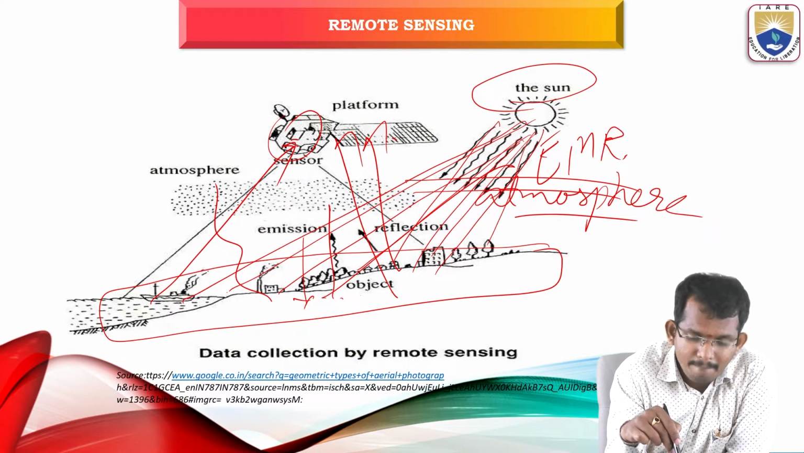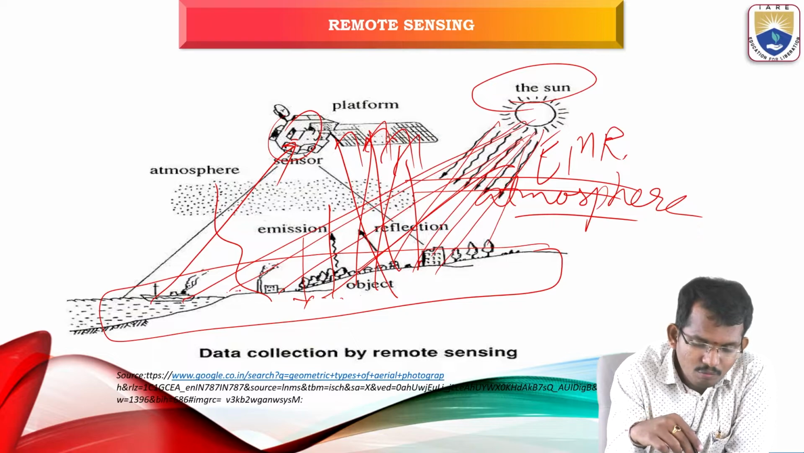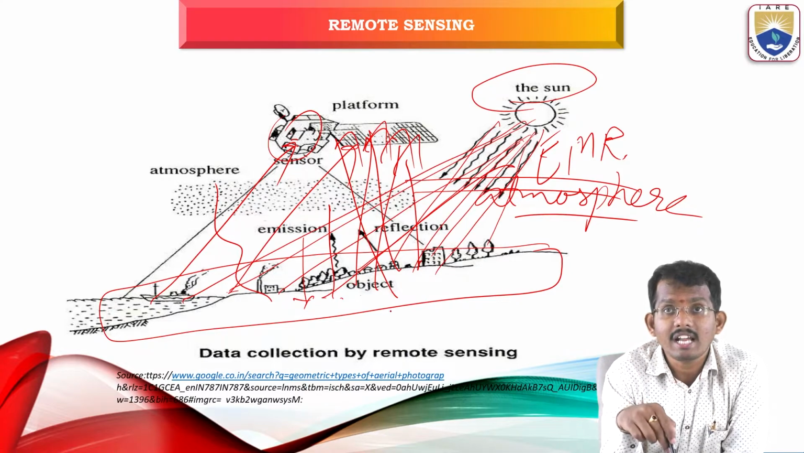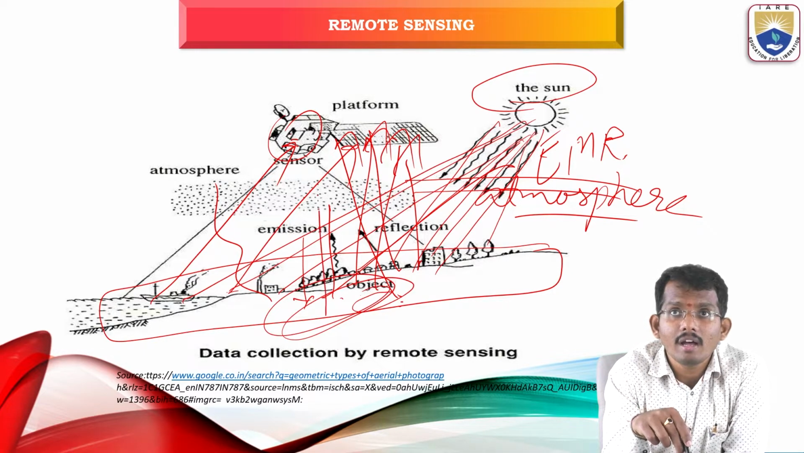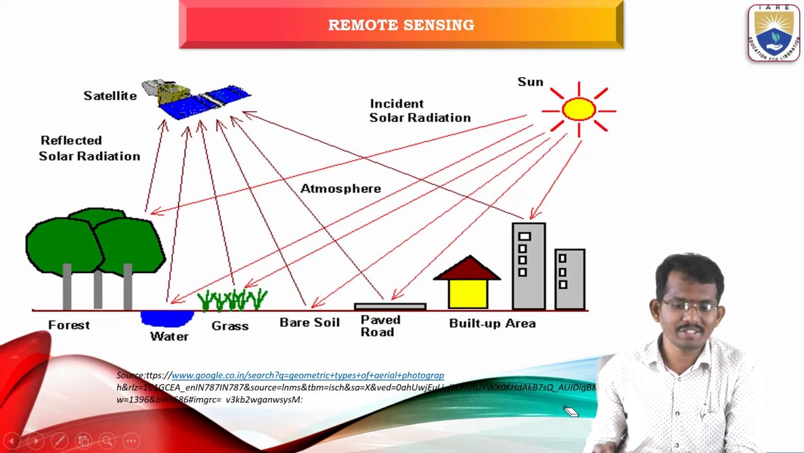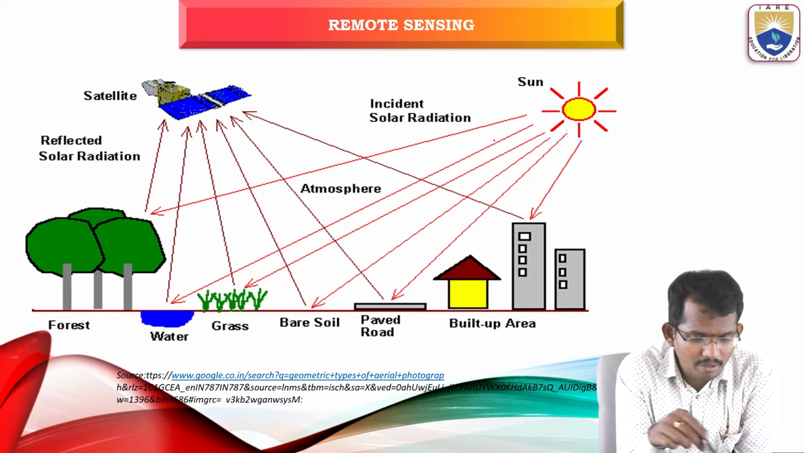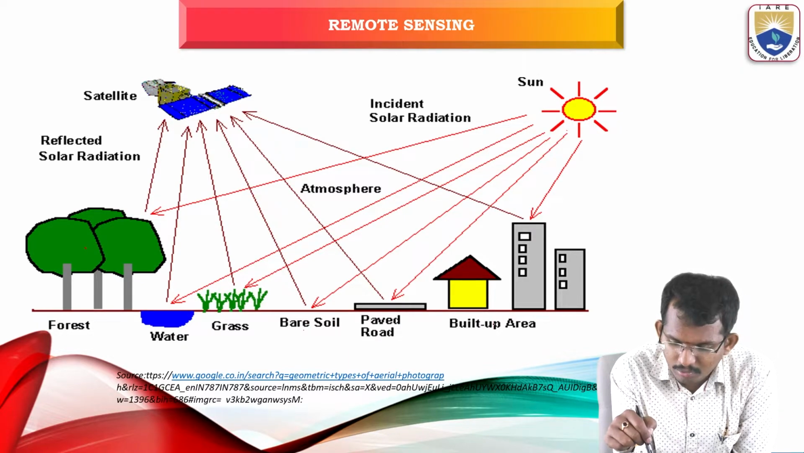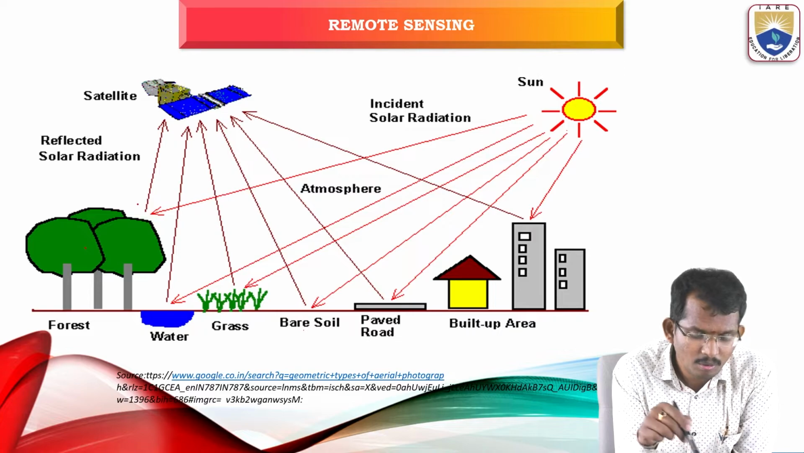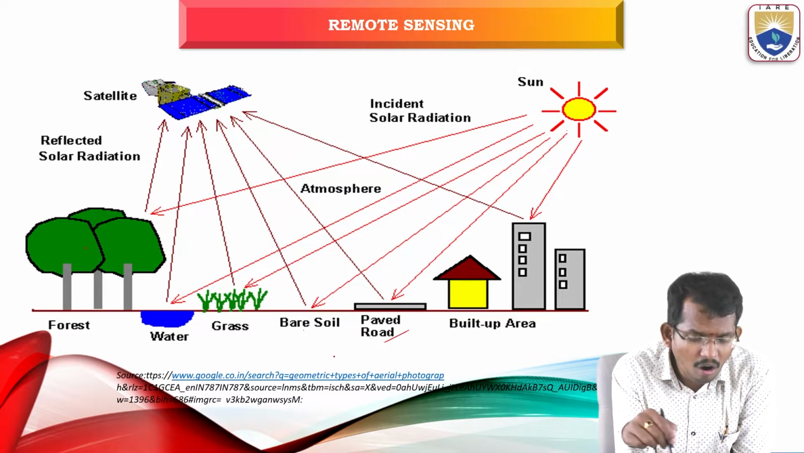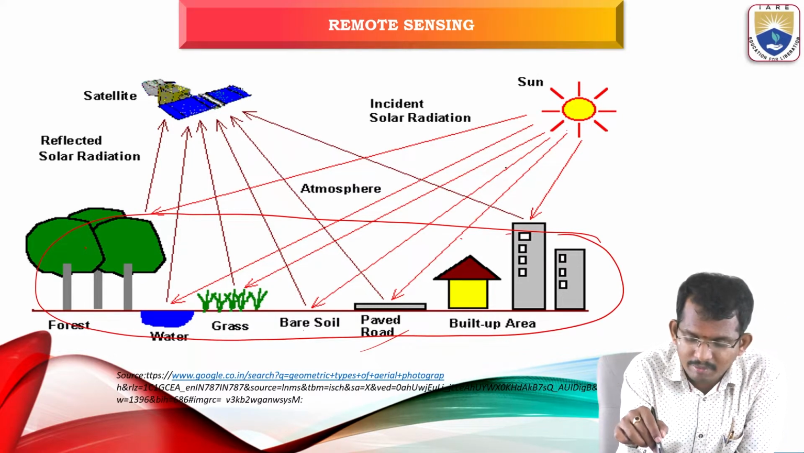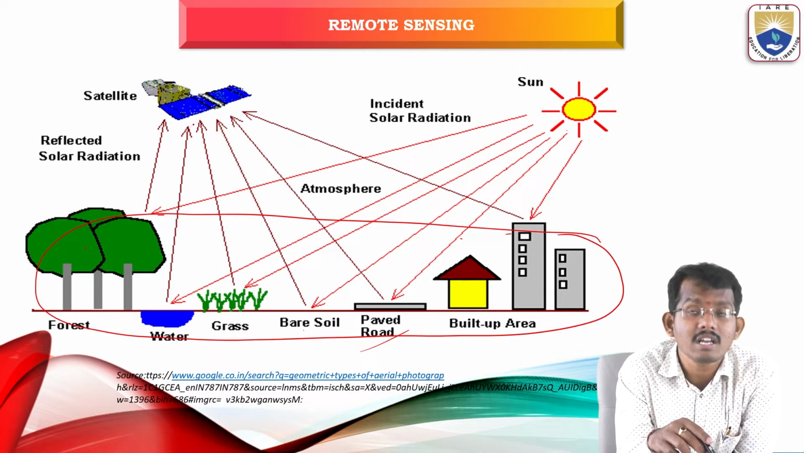This satellite has a sensor. So this sensor will capture the radiation whatever the target emitted back to the atmosphere, not the sun, the target. So whatever the targets emitted back is absorbed by the sensor, right? You can see here, the sunlight is falling on trees or forest, water body, grass, bare soil, paved roads, built-up areas, many places. So all these targets are absorbing the energy, emitting the energy, reflecting back the energy. So you can see the red color here coming from the sunlight, and the brown color is going back to the satellite sensor.